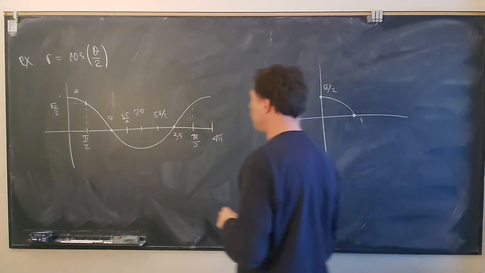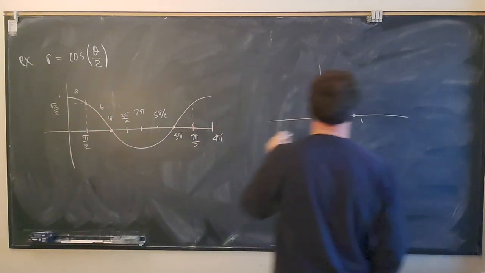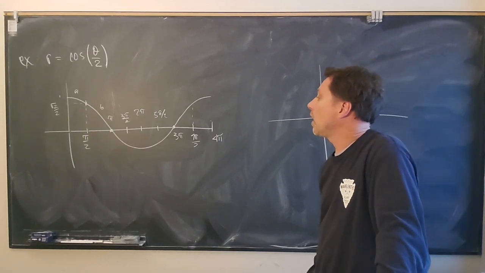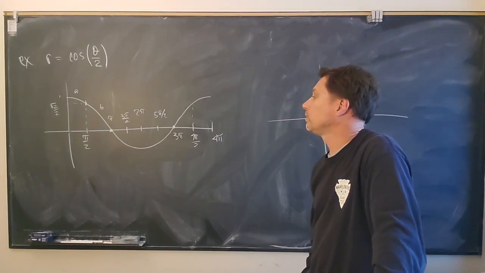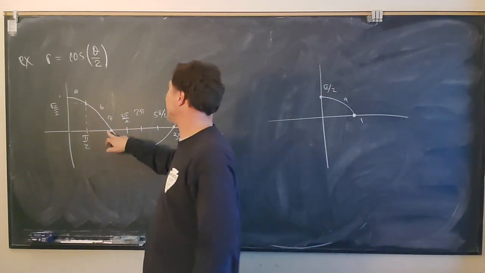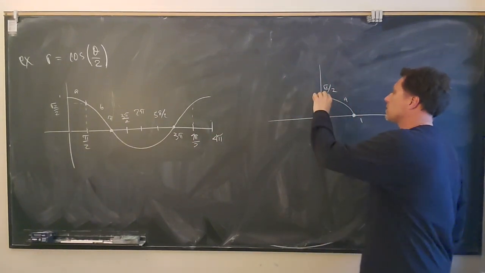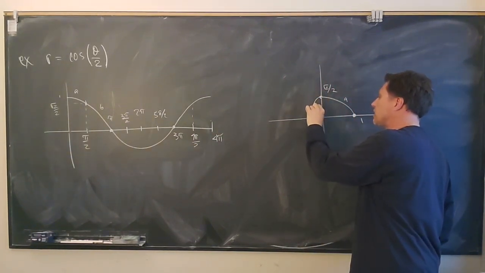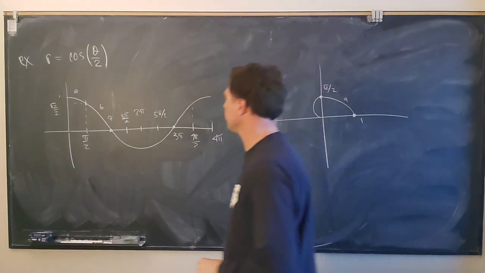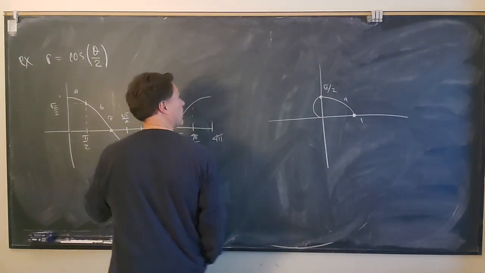Okay, so let me label this little a. Now for the next segment, let's call that little b. As theta goes from pi over 2 to pi, our radius is going from root 2 over 2 down to 0. So as we sweep out the second quadrant, our radius decreases until we're at 0. Let me label that part b.